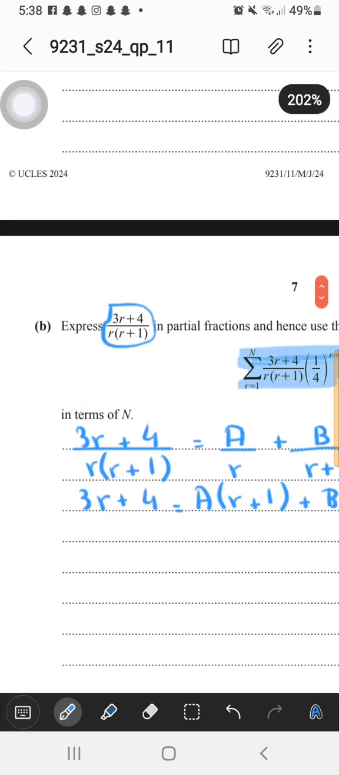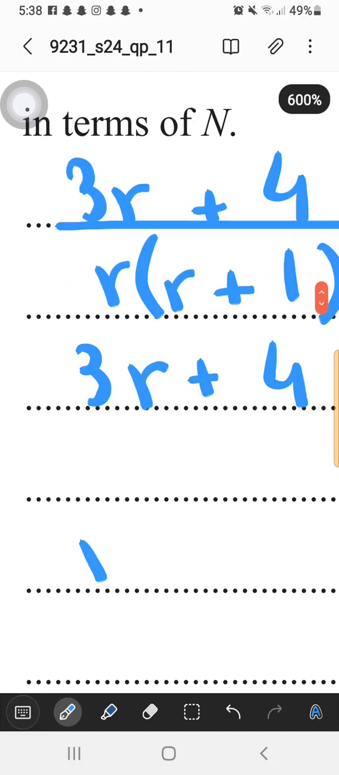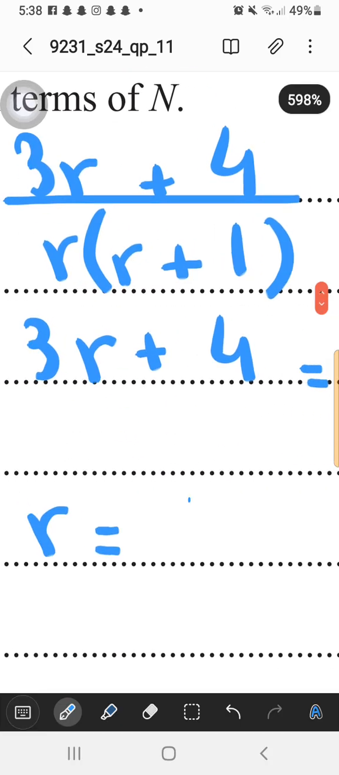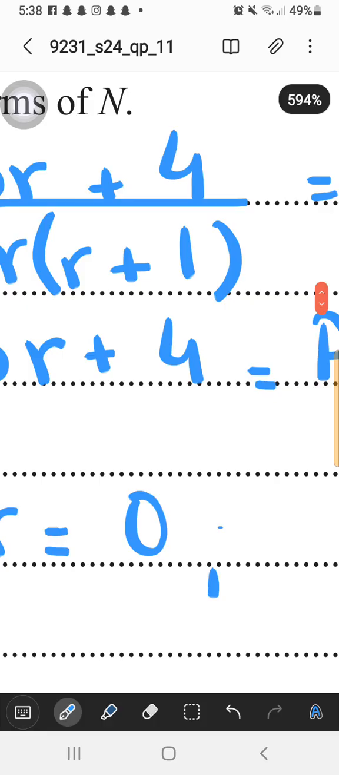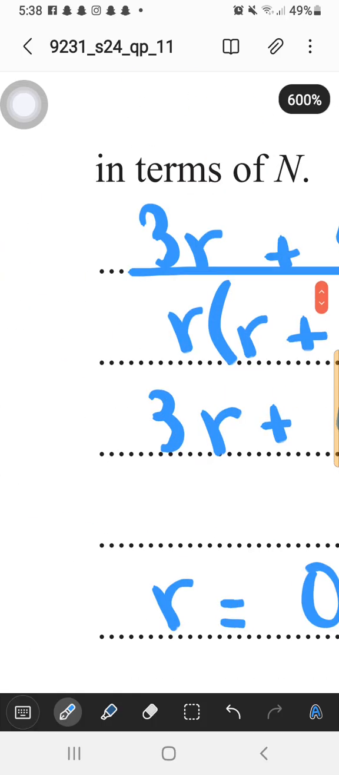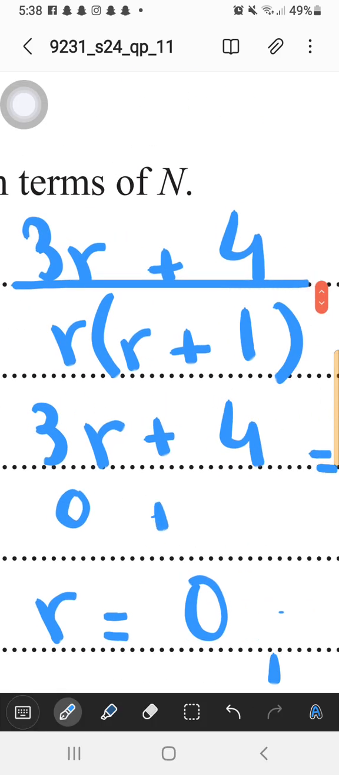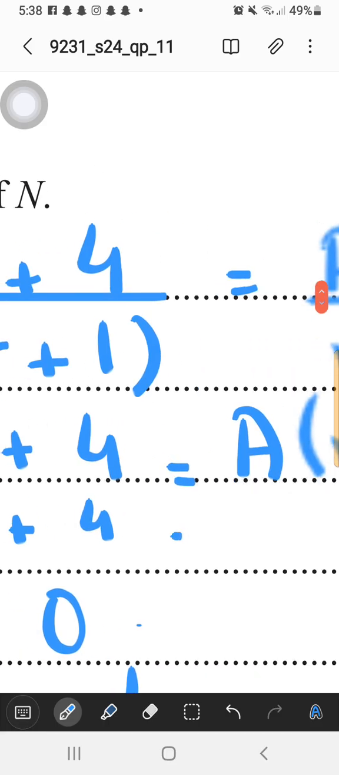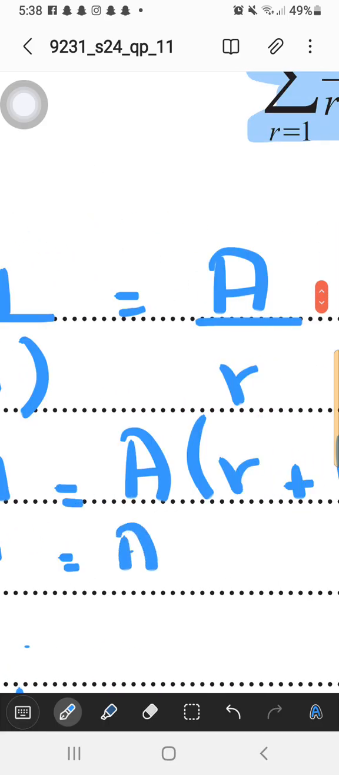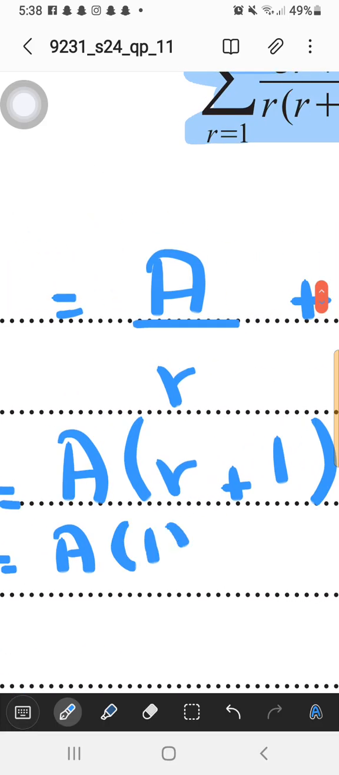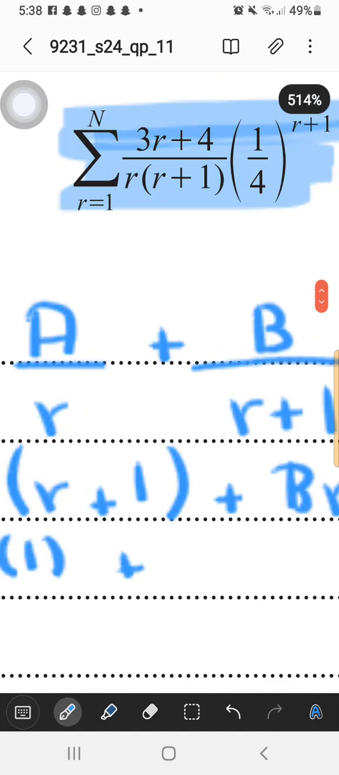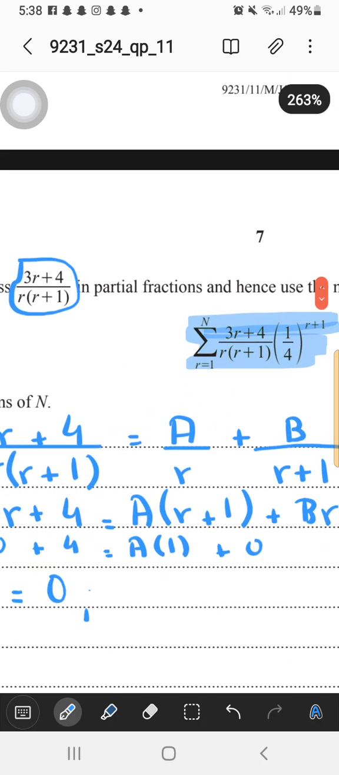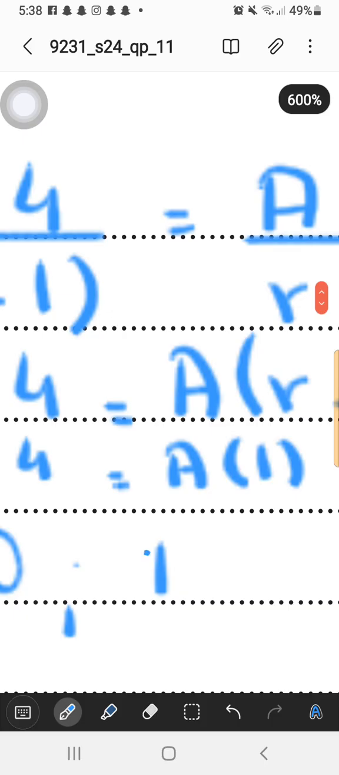Okay, so let's say r is equal to 0. If here r is equal to 0, it will become 0 plus 4 is equal to a multiplied by r plus 1, which becomes only 1, and plus b multiplied by 0 is 0, so it becomes a is equal to 4.